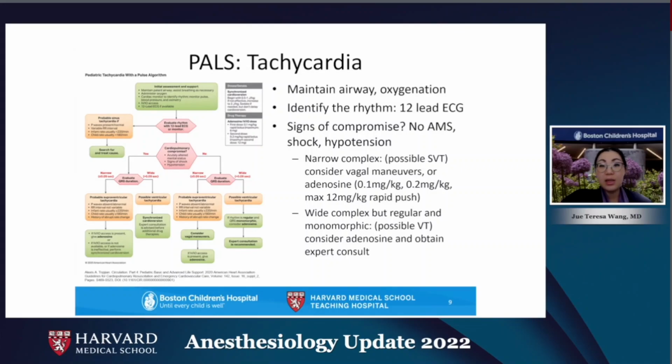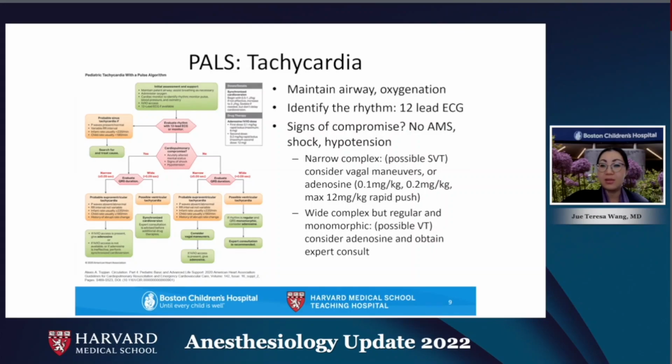At this point, if the patient's stable, you can consider vagal maneuvers such as carotid massage or sprinkling ice over the face, or giving IV adenosine. The doses should be initially 0.1 milligrams per kilogram. If a second dose is needed, escalation to 0.2 milligrams per kilogram is appropriate, with a max of 12 milligrams as a rapid bolus.